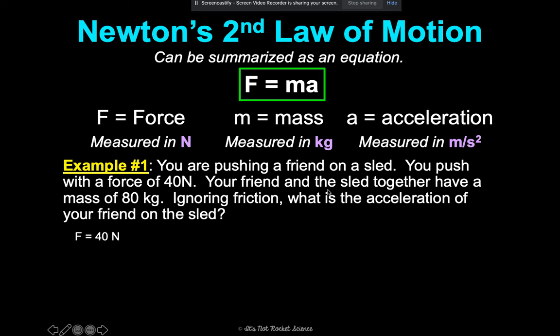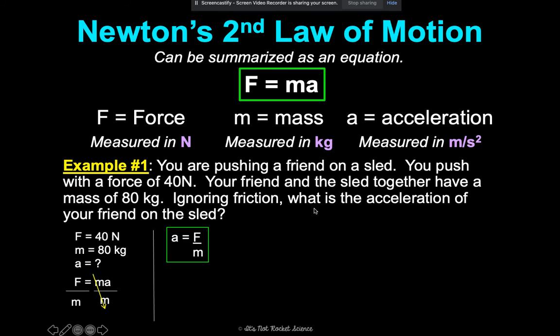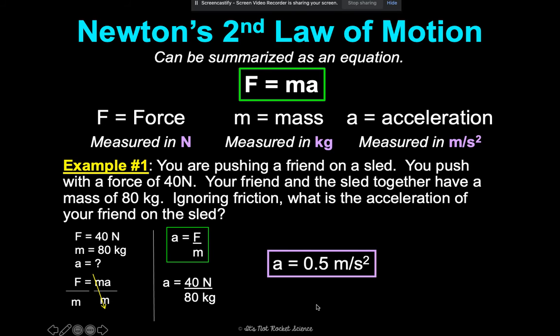Oop, there we go. So our force is 40 newtons. Our mass is 80 kilograms. We're looking for acceleration here. We have our equation, force equals ma. We need to get rid of mass on the right-hand side because we're searching for acceleration, so we divide each side by m. Our new equation looks like this. We're going to do 40 newtons divided by 80 kilograms, and that gives us an acceleration of 0.5 meters per second squared.